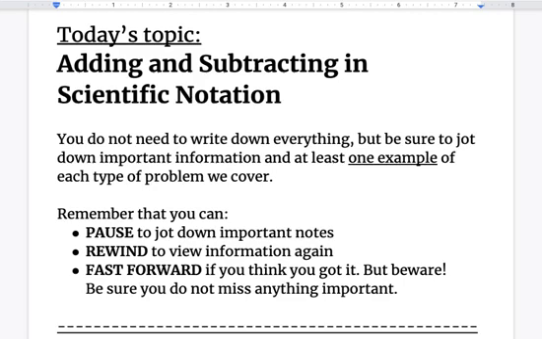Hi everyone, today we are talking about adding and subtracting in scientific notation.